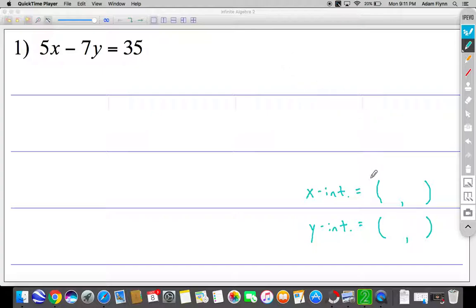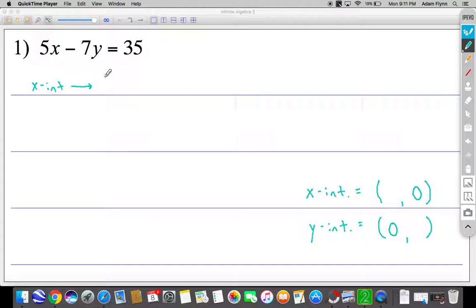And I know for my x-intercept, I'm plugging in a 0 for y. And for my y-intercept, I'm plugging in a 0 for x. Okay, so look at that. I already have my answer done. So I'll go up here. I'll do my x-intercept first. Doesn't matter which one you choose.